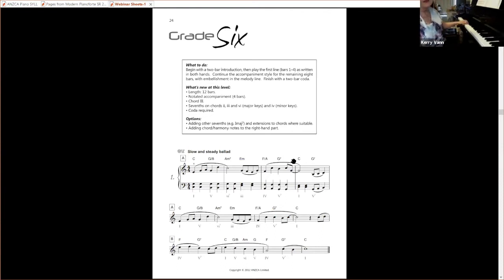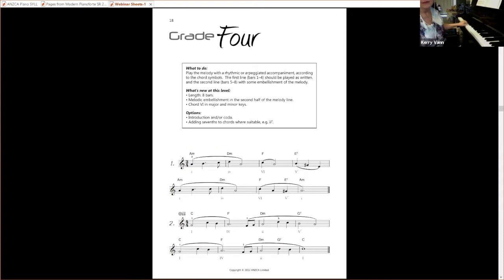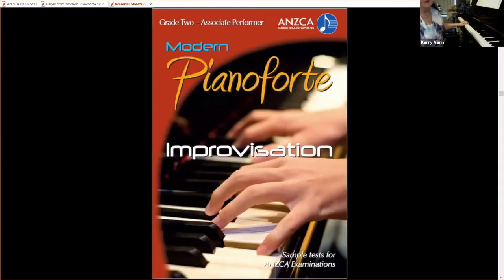So they could go, or in 3/4, you could do the rock bass as well.